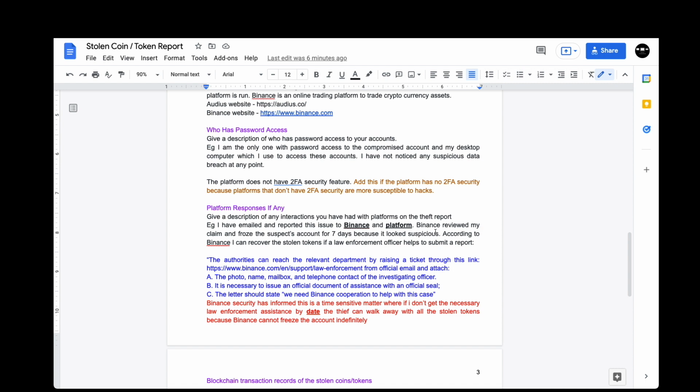So in my case, the Binance platform had told me that in order to recover the stolen tokens, I needed a law enforcement officer to help me to submit a report. It needed to be done on this specific website. Also, because I had a deadline of 7 days, I highlighted this information in my report, that the thief can walk away with stolen tokens if a report was not made within the 7 days.